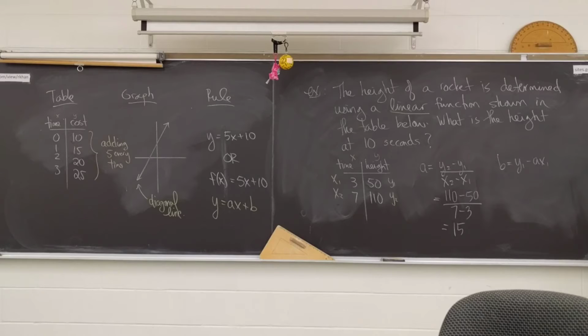Y1 minus A X1 would be 50, minus the A, which is 15, times X1, which is 3. Sorry, 50 minus 15 times 3. You type all that in, you get 5.